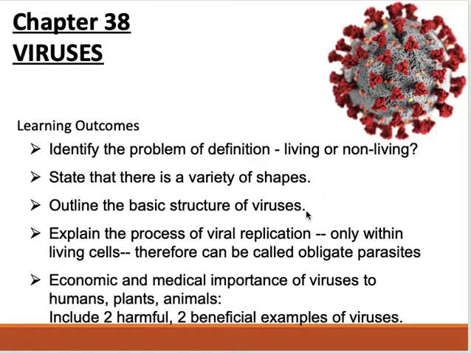You need to be able to outline the basic structure of viruses, which is far easier than the basic structure of any of the other things that we looked at in the 5 kingdoms of life earlier in our 5th year course. We need to be able to explain the process of viral replication. Now, replication is when viruses make copies of themselves. Then we need to finally be able to look at the economic importance and the medical importance of viruses to humans, plants and animals. And you need to know at least 2 harmful effects of viruses, and there's some debate as to whether it's 1 or 2 beneficial examples of viruses, so no harm to know 2.